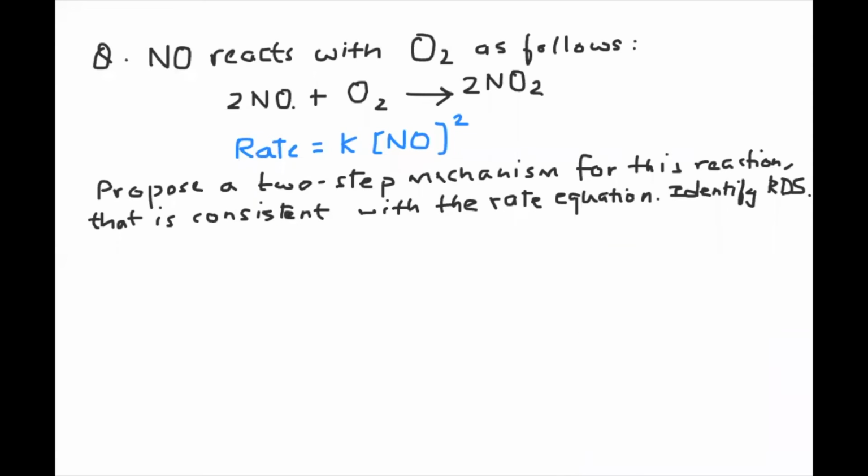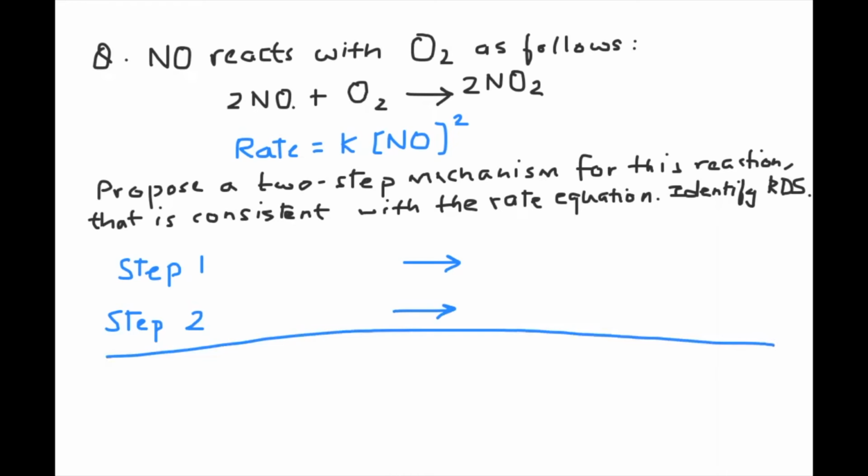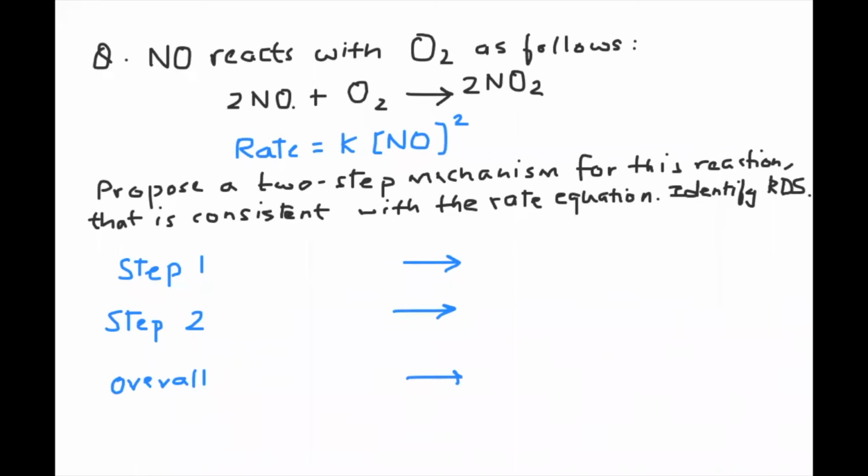Let's have a look at the reaction of NO with O2, where the rate is k[NO]^2. Let's write down step 1 and step 2, and then write down the overall reaction.